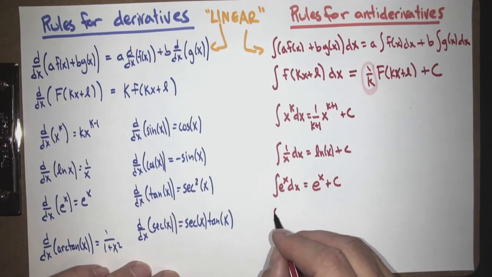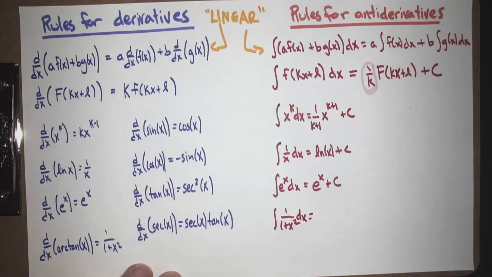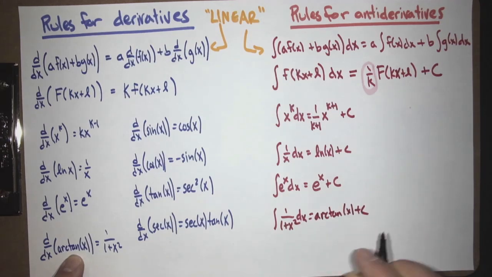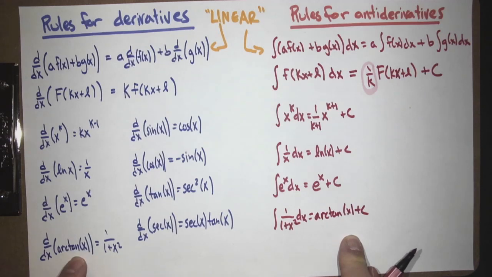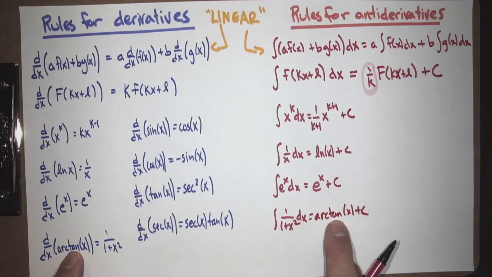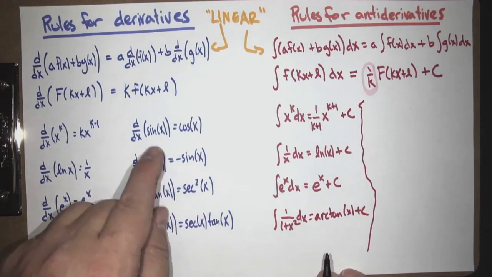What's the integral of 1 over 1 plus x squared dx? Arctangent of x plus c. How do we get that? Because we see it. The output was 1 over 1 plus x squared. So the output from the derivative, if I'm looking at that, then I should have arctangent of x. All right. We still have 4 to go.